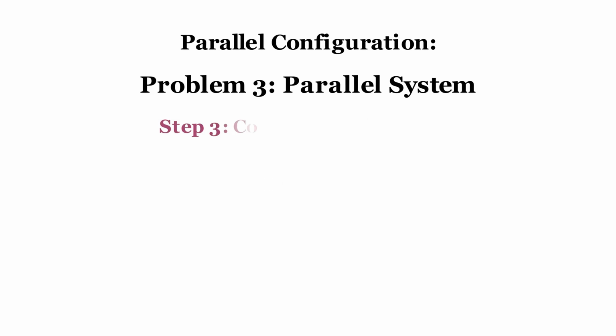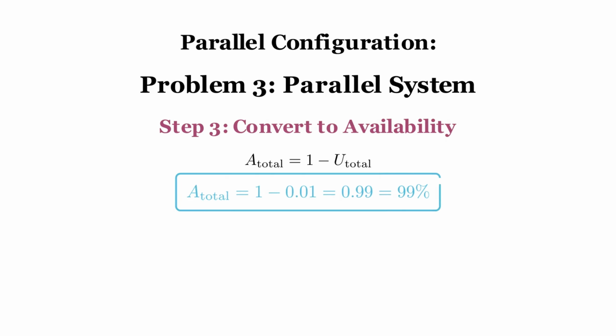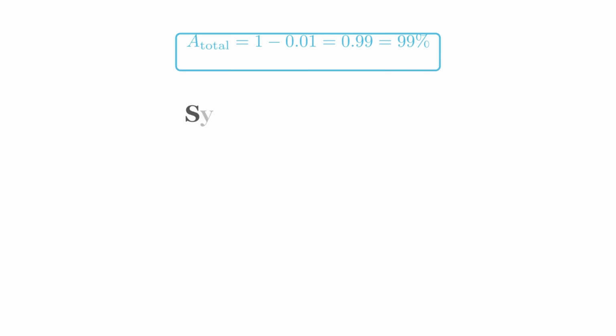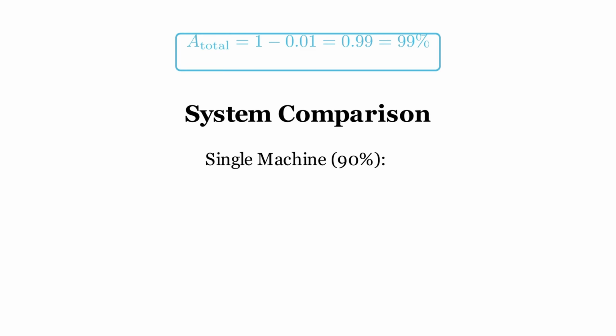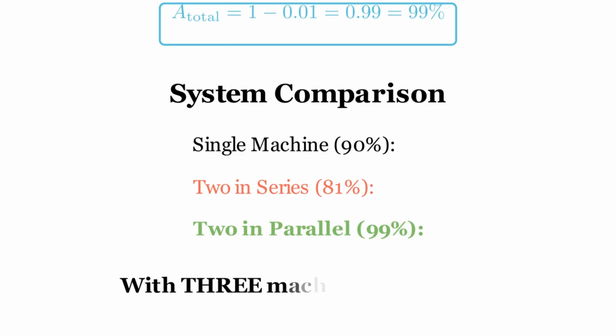Step 3. Convert back to availability. A total equals 1 minus U total. A total equals 1 minus 0.01. A total equals 0.99 or 99%. 99% availability. That's phenomenal. Look at this comparison. A single machine gives us 90%. Two machines in series drops us to 81%, but two machines in parallel shoots us up to 99%.